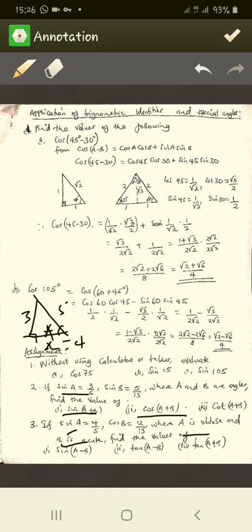And remember, in the second quadrant, only sin is positive, so the value you get for cos A should be negative. Take note of that. Yes. Let me show you another example.